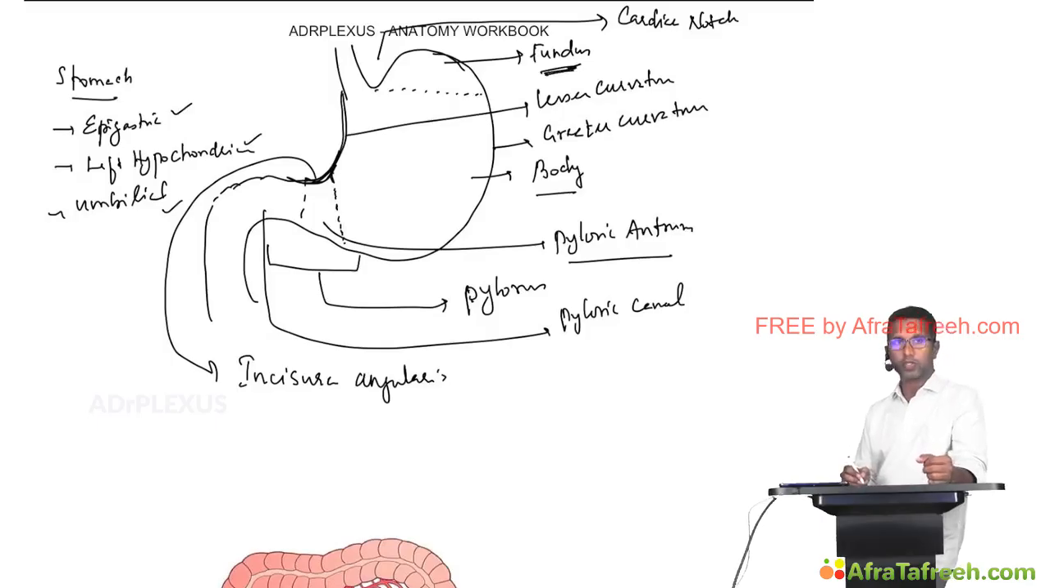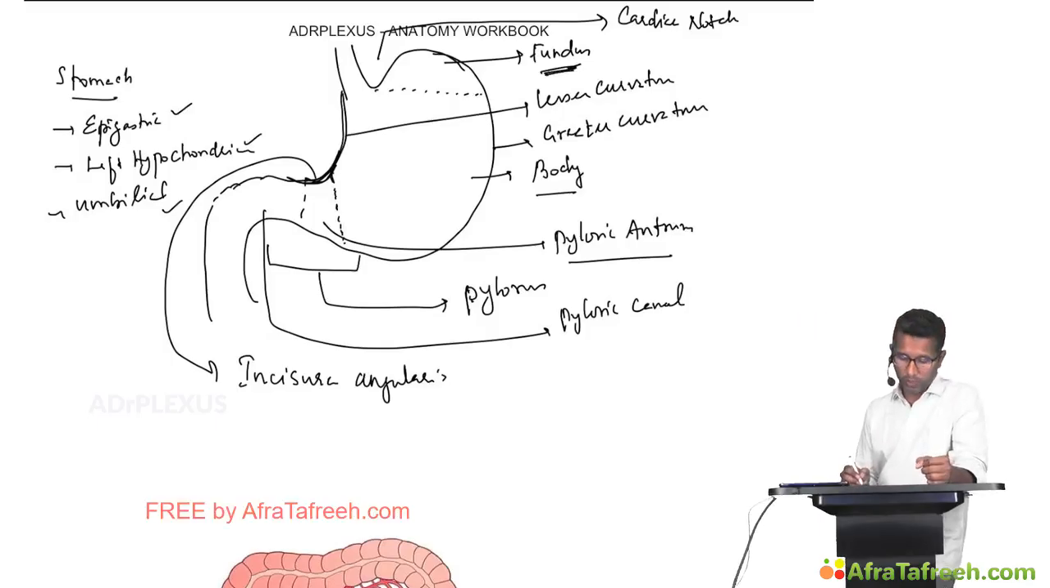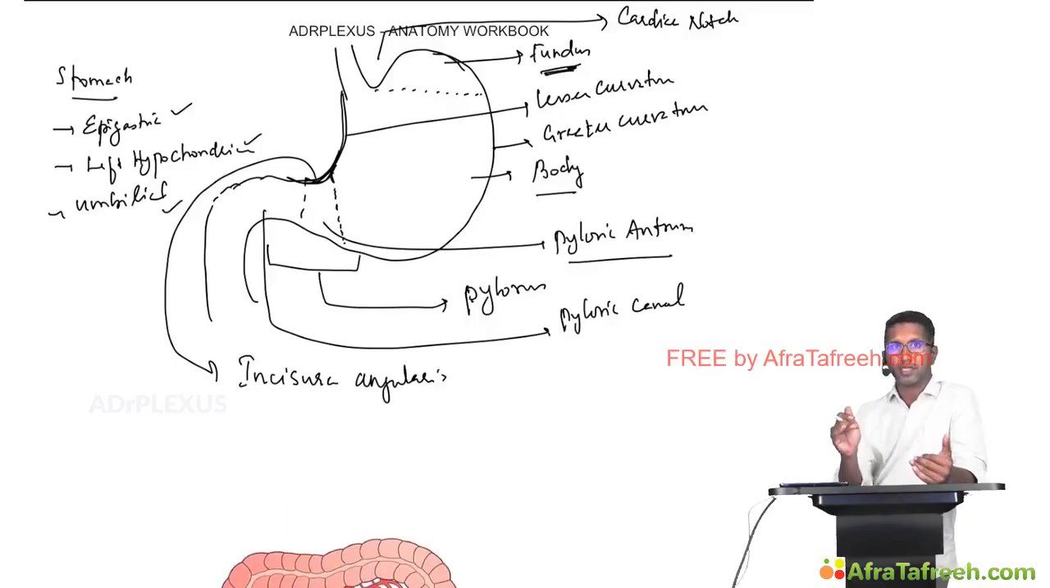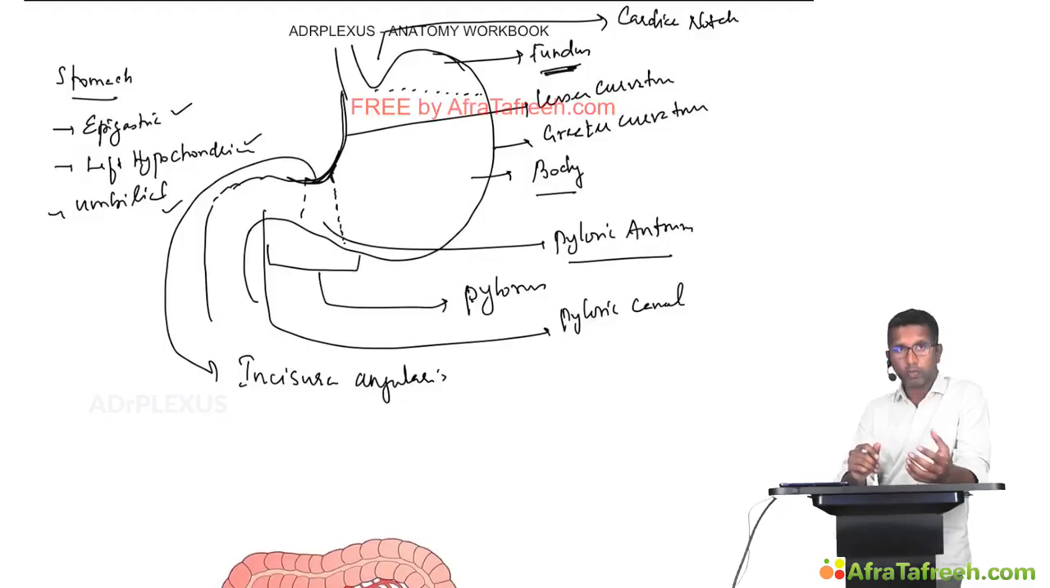Whatever portion you get above is called the fundus of the stomach. So you divide the stomach into fundus, body, and the pyloric region based on this imaginary line coming from the cardiac notch and coming from the incisura angularis.